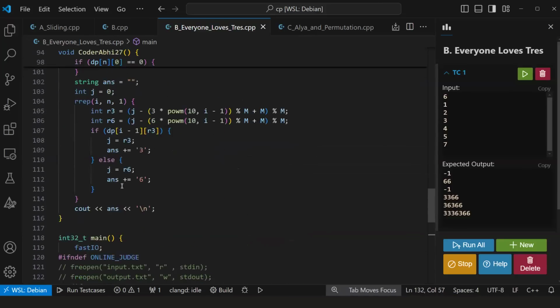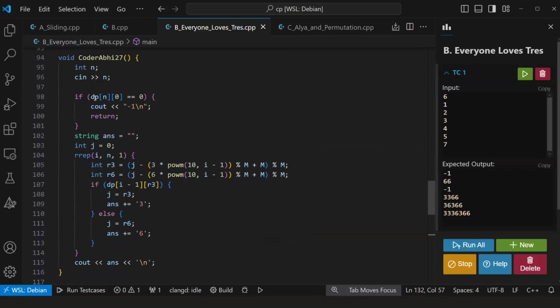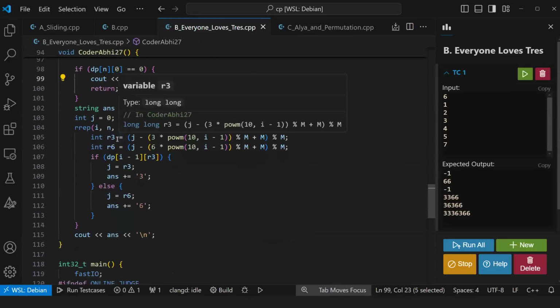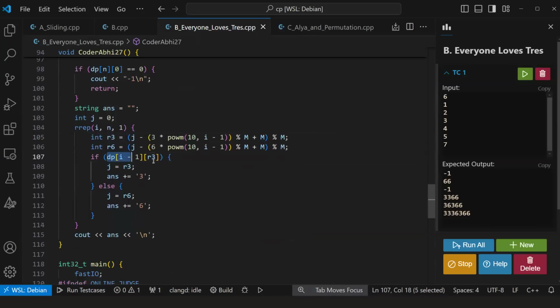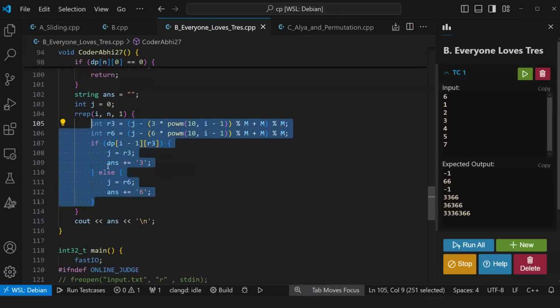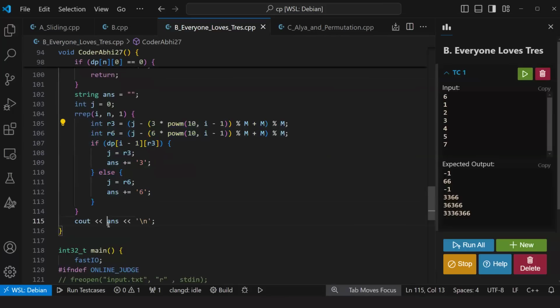Now after this, in my code, I would check if I can form n0 or not. If not, then I would print a -1. If yes, then one by one, I would check if using an R3 is okay. If DP of i minus 1, R3 is okay, then I would set j as R3 and answer plus equal to 3. I would use a 3. Otherwise, I would use a 6. So I'll greedily just go on. If I can use a 3, I would use a 3 and print my answer.